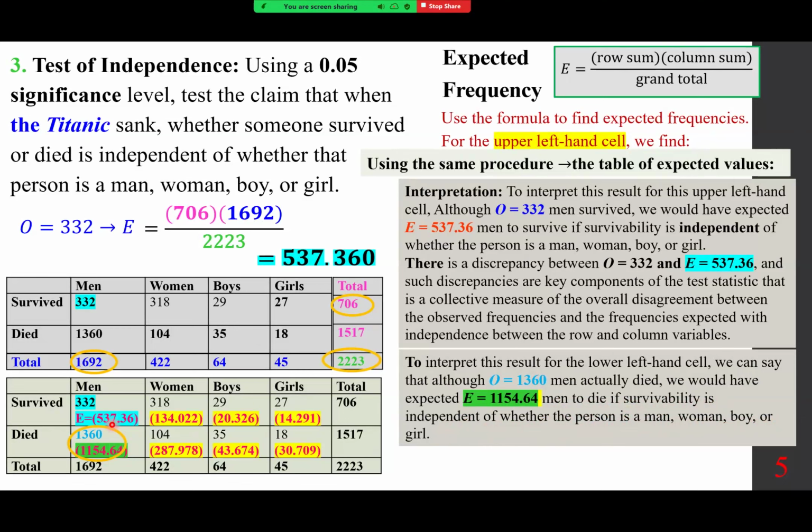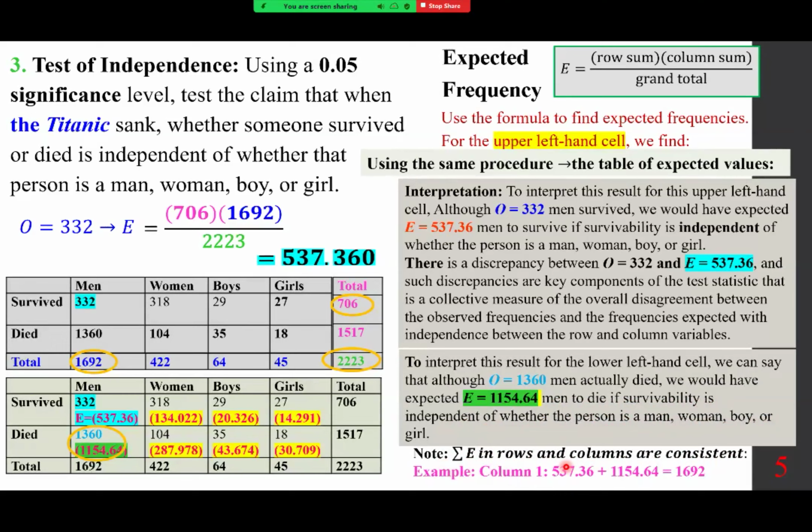That's the idea. Of course, note, summation of E in rows and columns are consistent, meaning if 332 and 1,360, they add up to this number. If you do the expected value row-wise, these two numbers, they add up to the same number. And these four numbers add up to this. Again, the only difference may be due to round-off error. So other than that, the addition of these four numbers is the same as addition of these four numbers. It should be, otherwise we've made a mistake. Or at the very least, it should be extremely close.